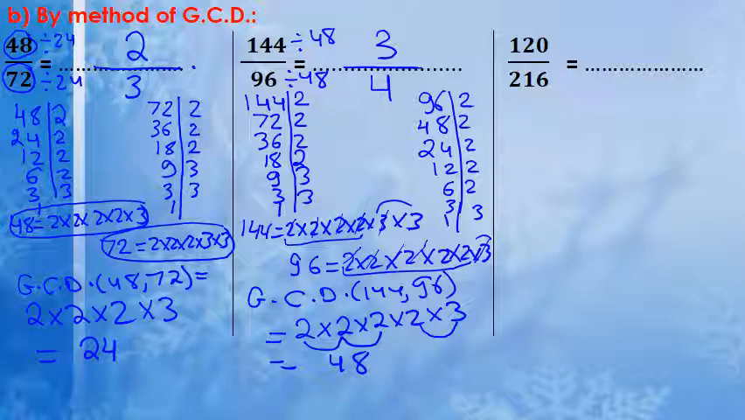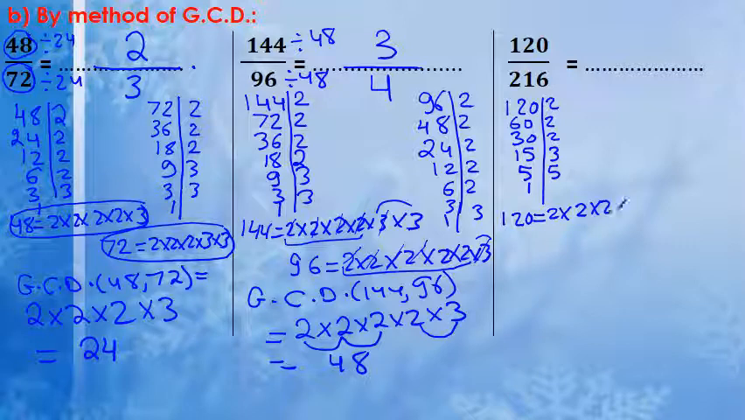Now 120 and 216, we write 120 as prime factors. Divided by 2, it is 60. Divided by 2 is 30. Divided by 2 is 15. Divided by 3 is 5. Divided by 5 is 1. The prime factors of 120 are 2 times 2 times 2 times 3 times 5.